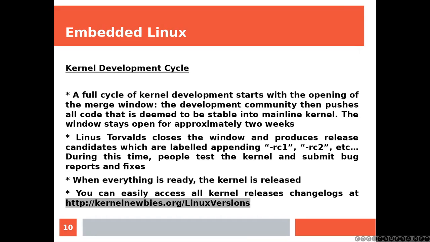A full cycle of kernel development starts with the opening of the merge window. The development community then pushes all code that is deemed to be stable into mainline kernel. The window stays open for approximately 2 weeks. Then Torvalds closes the window and produces the release candidates, which are labeled appending RC1, RC2, etc.